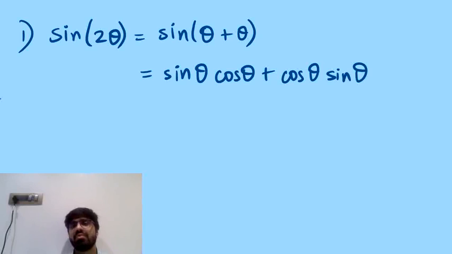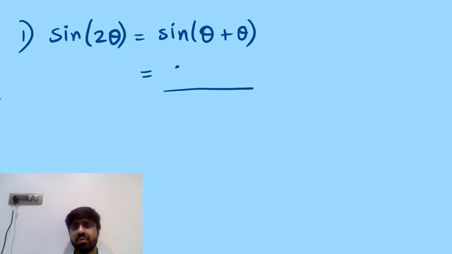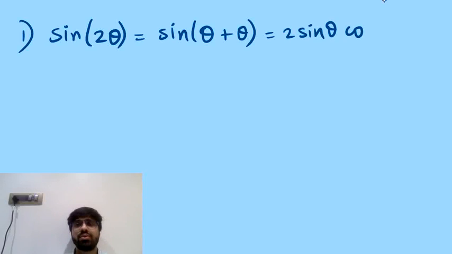In place of both A and B, we have theta and theta only. So sine theta cos theta plus cos theta sine theta. That simply gives you 2 times sine theta cos theta. So that's your first formula. That sine 2 theta can be written as 2 sine theta cos theta. Go ahead with the second formula.